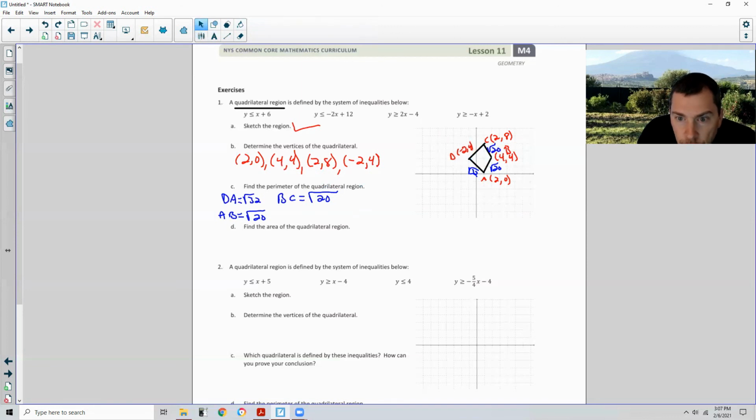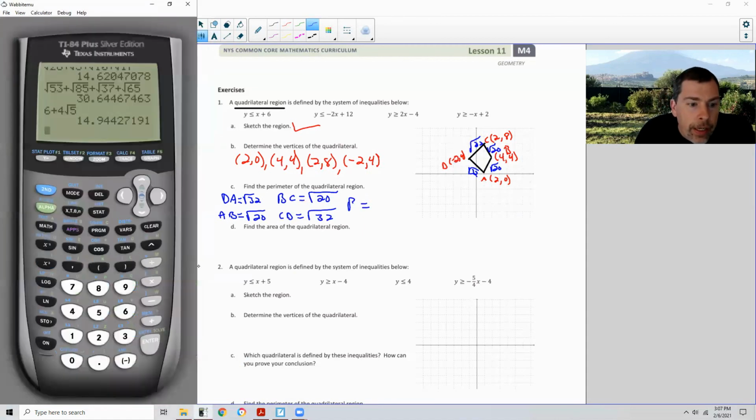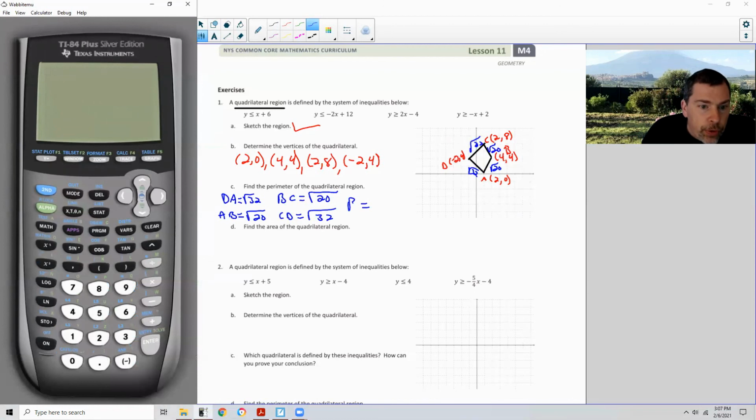And finally, 4 squared is 16, 4 squared is 16, 16 plus 16 is 32. So this is the square root of 32. So CD equals the square root of 32. And the perimeter equals the sum of all of these. Let me get my calculator out and add them up. Square root 32, and there's two of them. So 2 square root 32 plus 2 square root 20. And that will give me the perimeter, which is approximately 20.26.